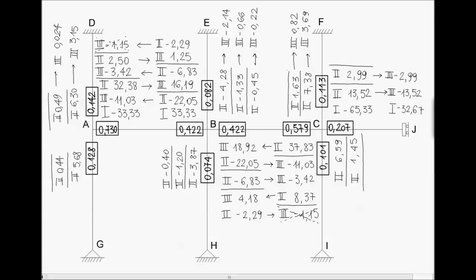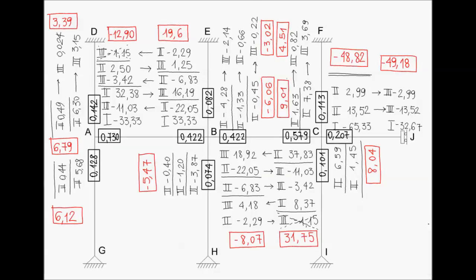Well, we have now to sum up all the contributions found and then check the equilibrium at the nodes. If the equilibrium is not respected, then we have to continue our iterations. So we will write now the values of the resultant of the bending moments in each node. In the red box are presented the resultant bending moments.